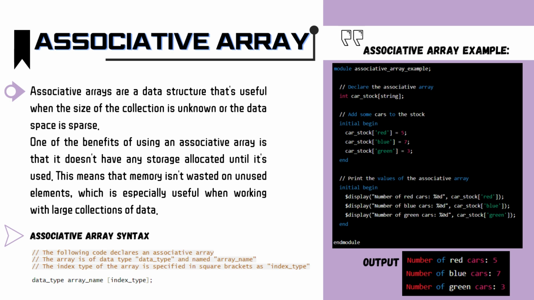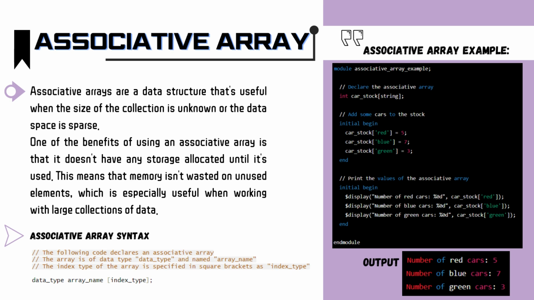In the next block of code, we add some cars to the stock using curly braces in an initial block. This means that these values will be initialized when the simulation starts. We set the value for the red car to 5, the value for the blue car to 7, and the value for the green car to 3.